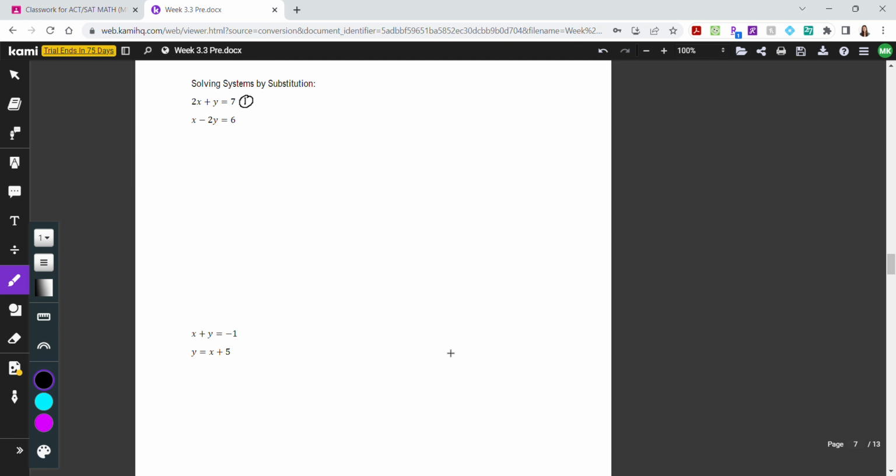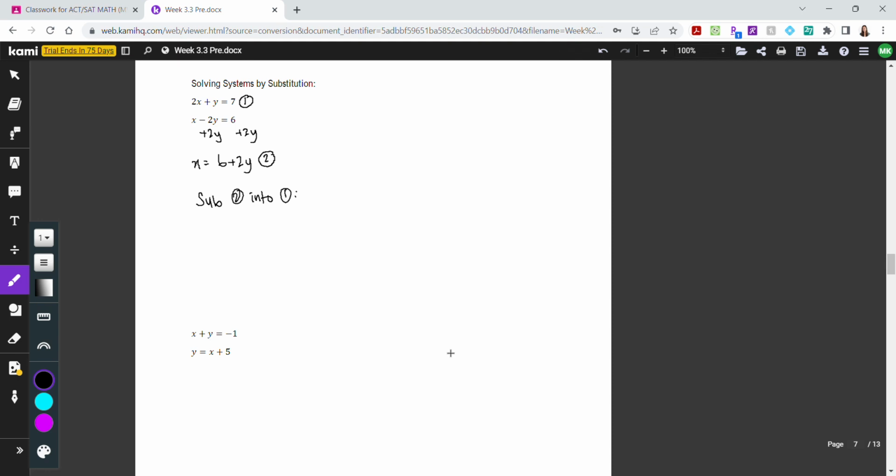I'm going to manipulate this one by getting rid of 2y because I want to isolate x. So I'm going to get x equals 6 plus 2y. Now I'm going to label this as my second equation. And now to keep track, I'm going to say substitute equation 2 into equation 1.